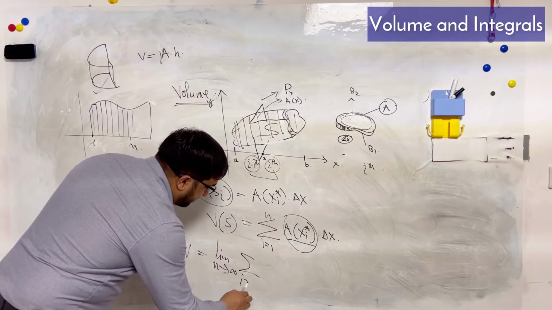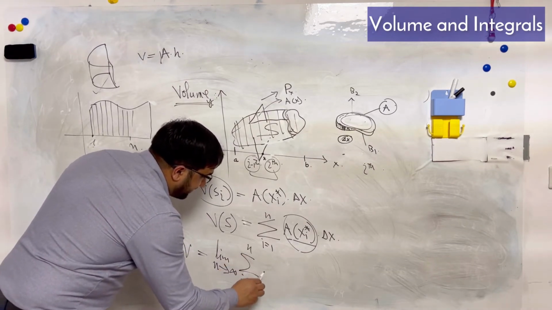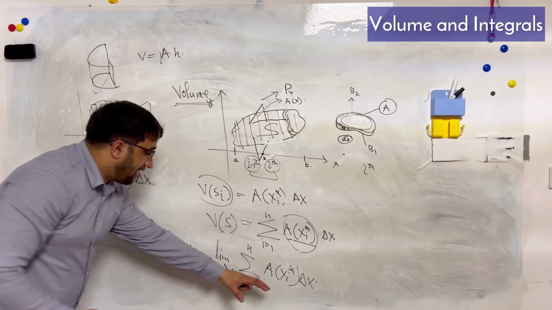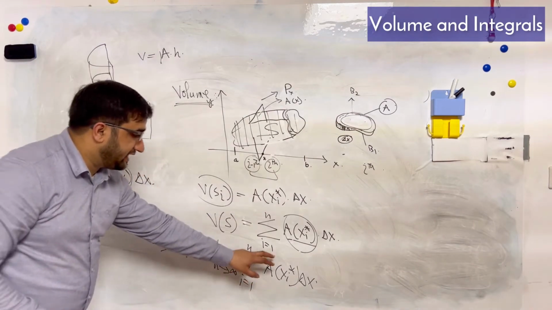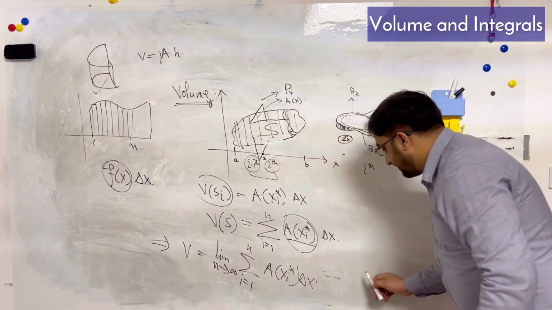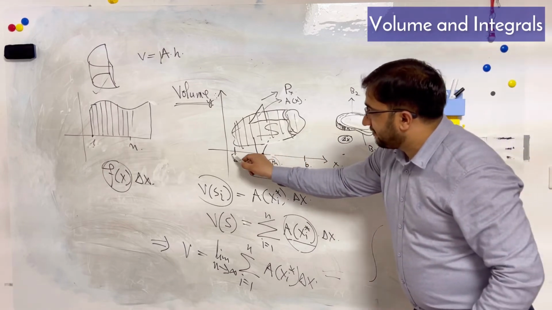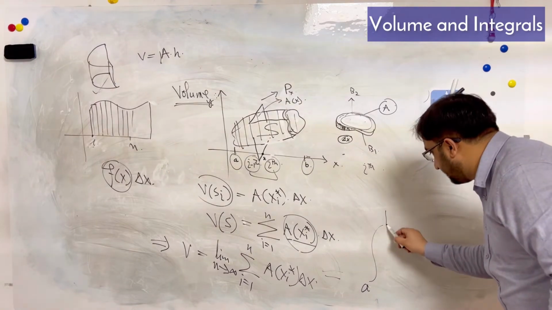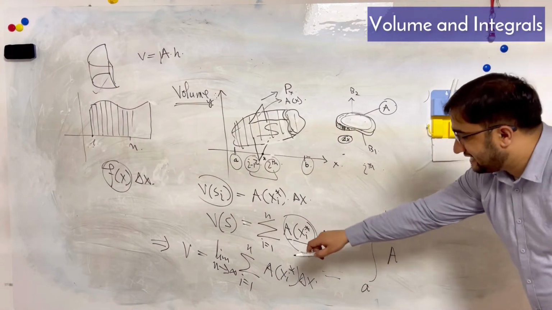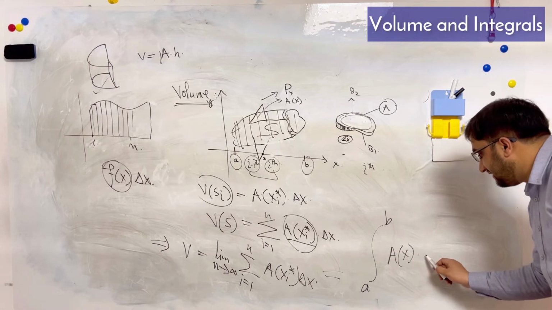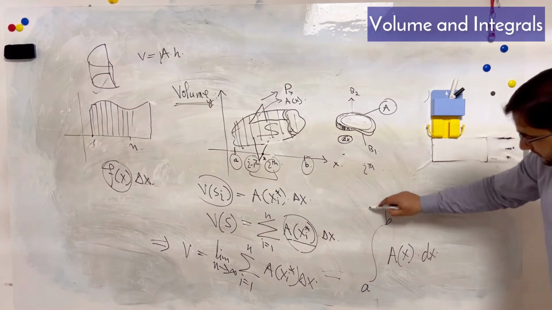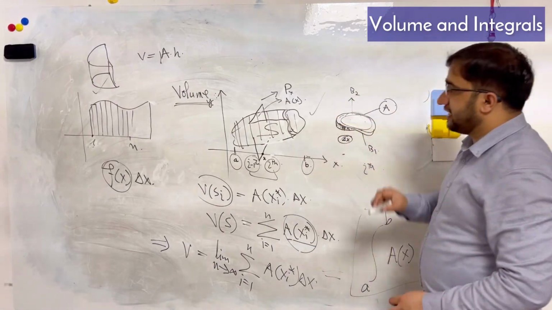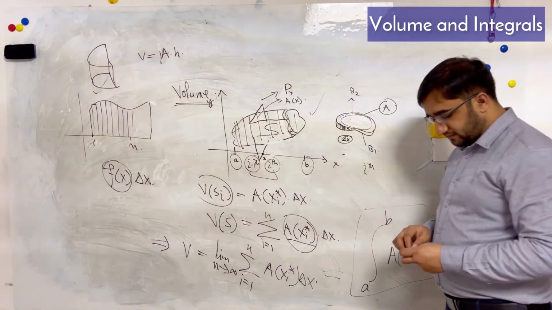Infinitely many. So we can say the limit as n goes to infinity of the sum of A(xi*) delta x is the volume of this whole shape, and we also know that this can be written as the integral from the first point a to the ending point b of the area function A(x) dx. This is the formula to calculate the volume of an irregular shape like this, in the form of integration, right?